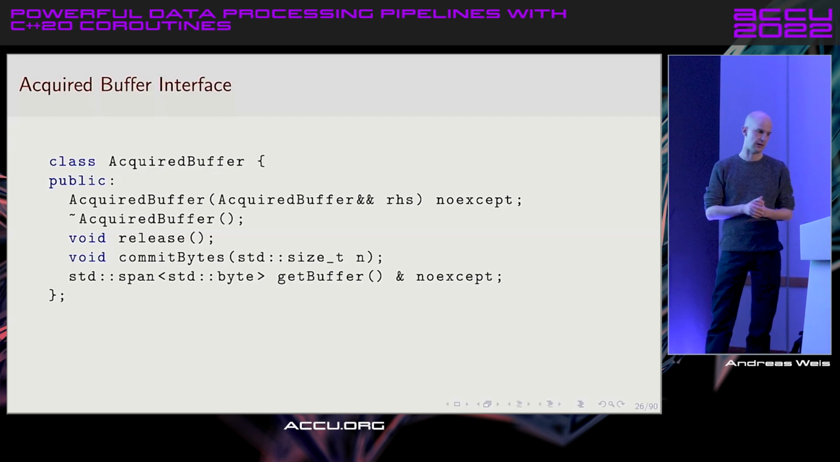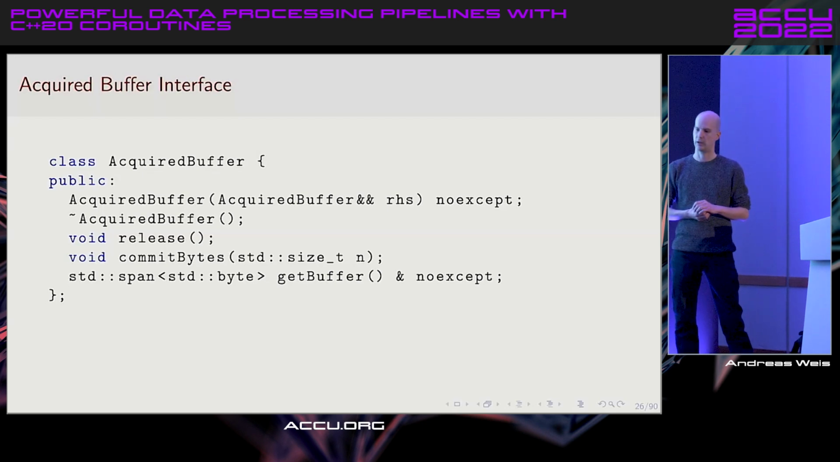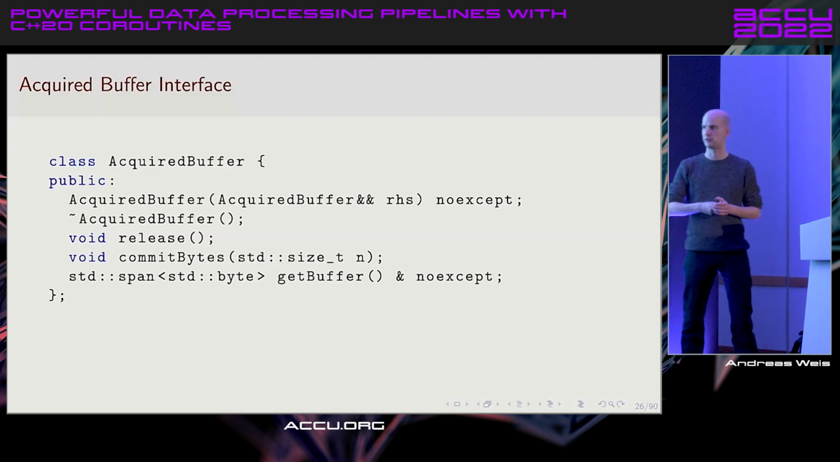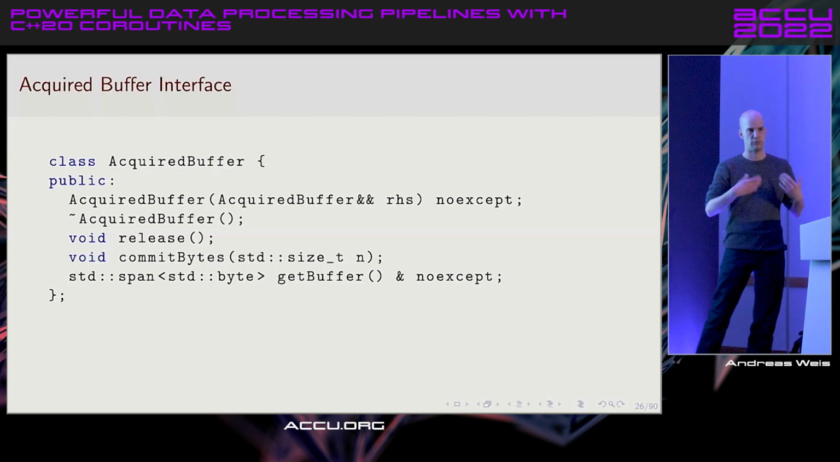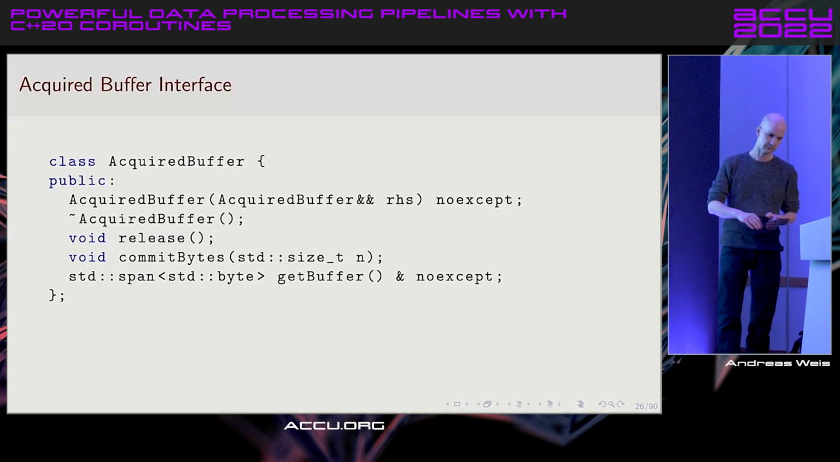So it's a simple RAII guard, and I can release it either by letting it go out of scope, or in the case where I'm a producer, I usually want to tell the consumer downstream how many bytes of the buffer were actually written. That's why I have this commit bytes function.